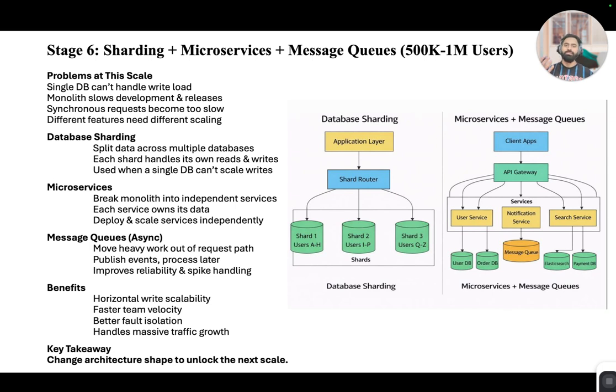For example, users from 1 to 1 million will use shard 1, and users from 1 million to 2 million will use shard 2. So now the writes are spread across the machines. Okay, so sharding is actually a one-way decision. Once you shard, cross-shard queries become difficult, transactions across shards are complex, migrations must run on every shard, and application logic becomes more complex. So that's why you delay sharding as long as possible.